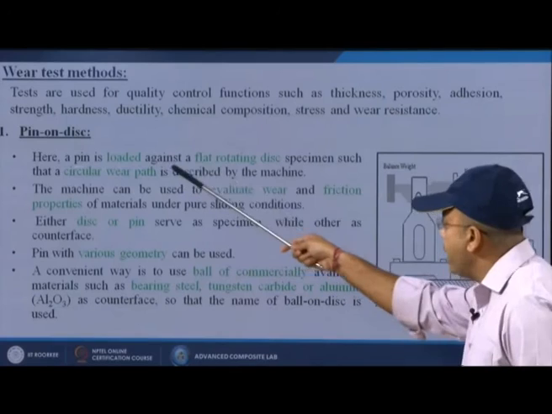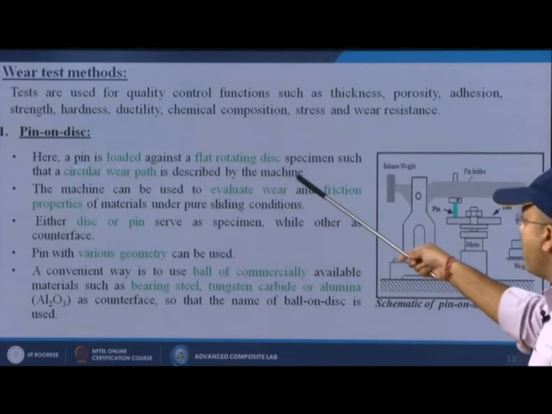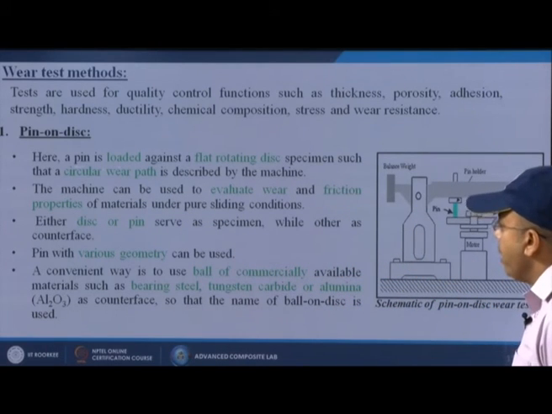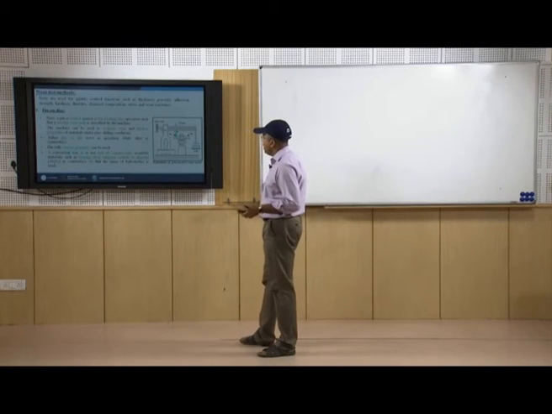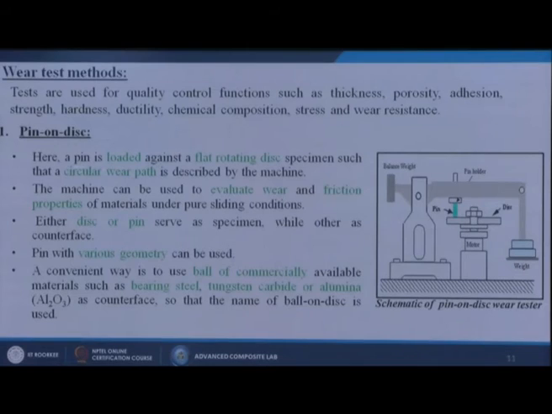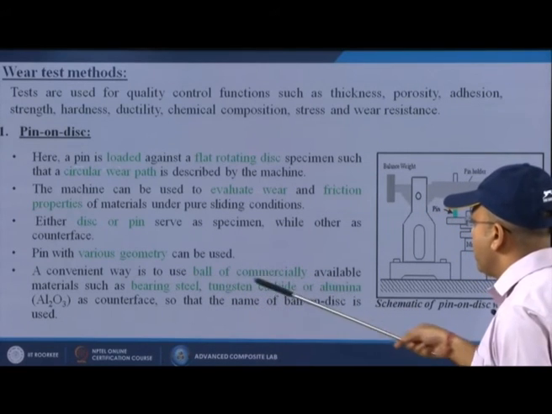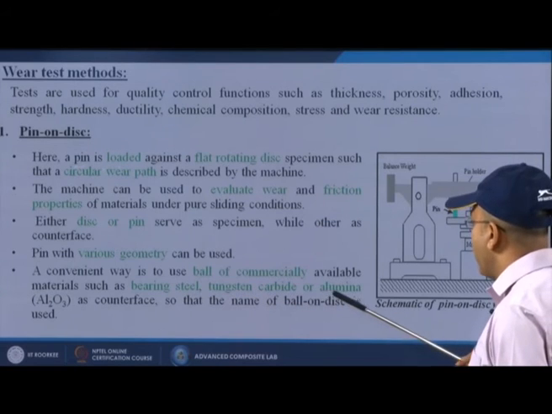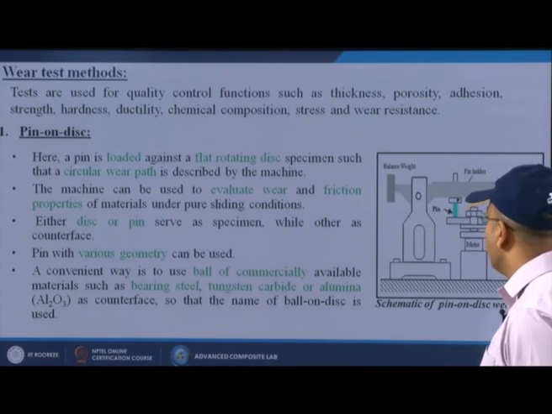Here a pin is loaded against a flat rotating disk specimen such that a circular wear path is described by the machine. The machines can be used to evaluate wear and friction properties of materials under pure sliding conditions. Either disc or pin serves as the specimen while the other is the counterface. Pins with various geometry can be used. A convenient way is to use a ball of commercially available materials such as bearing steel, tungsten carbide or alumina Al2O3 as counterface, so the name ball on disc is used.